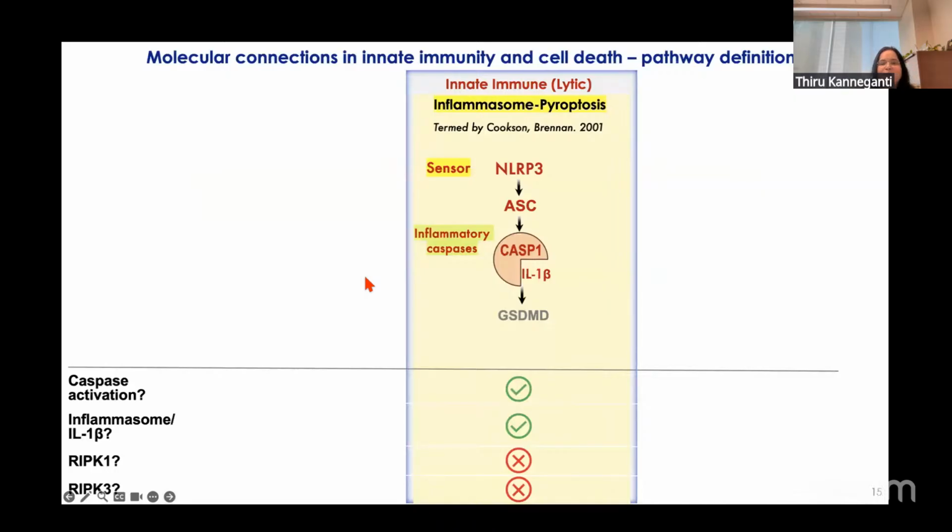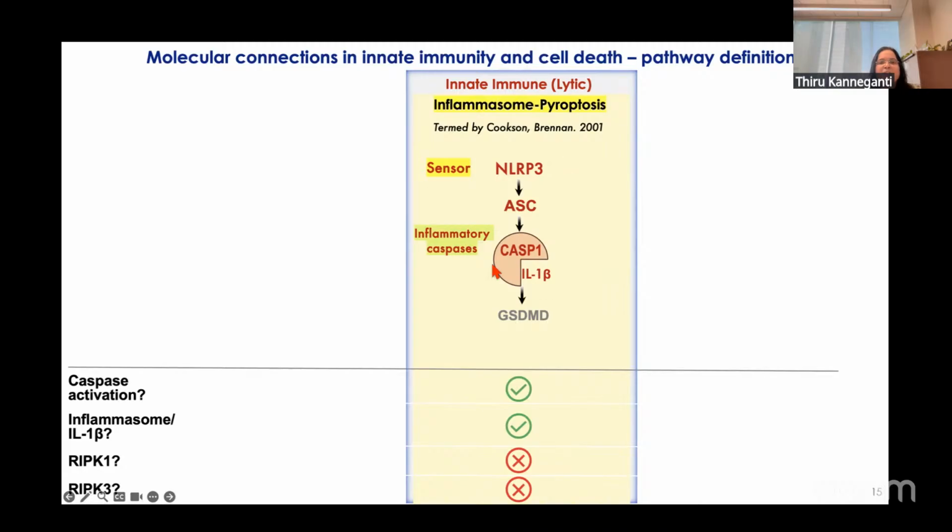So if you go back to the inflammatory cell death pathways, we know that the innate immune cell death pathway that was established at that time is pyroptosis. Pyroptosis is mediated by inflammasomes, and Dr. Yerkchop's definition of inflammasome, and then Cookson et al. define pyroptosis as a pathway mediated by inflammatory caspase, which is caspase-1. So inflammatory caspase-1 mediated, gasdermin mediated death is pyroptosis.